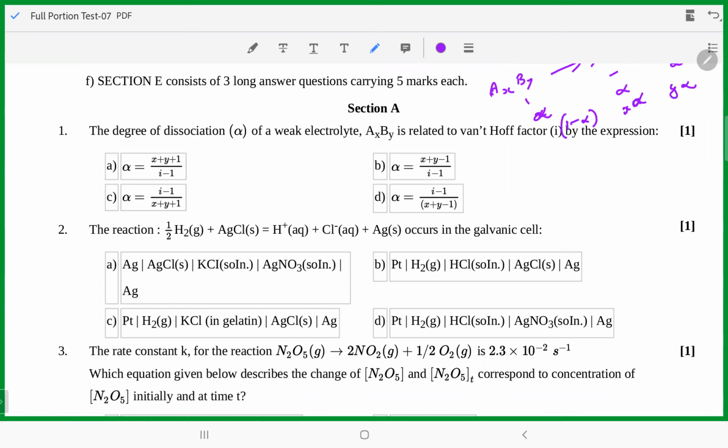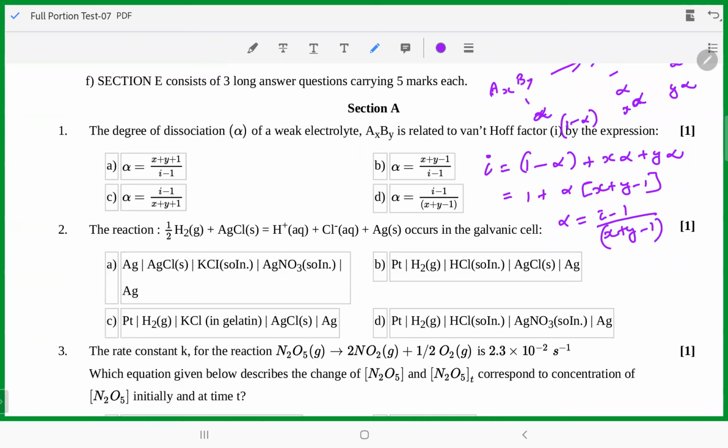So when you are doing this dissociation, i is equal to 1 minus alpha plus x alpha plus y alpha. Then we get 1 plus alpha into x plus y minus 1. Dividing for the alpha value, alpha is equal to i minus 1 divided by x plus y minus 1.